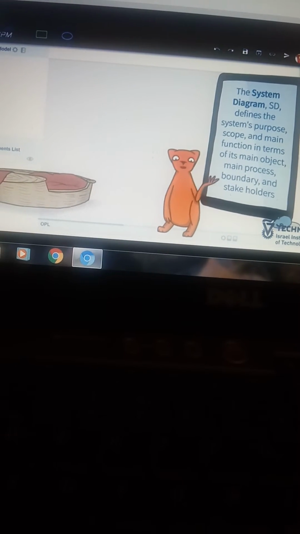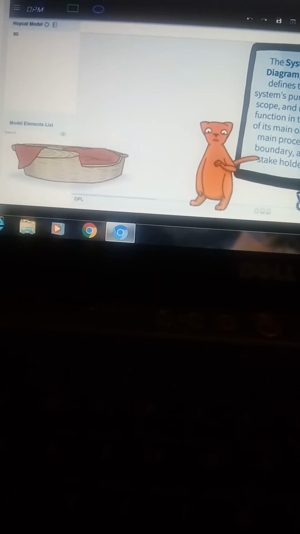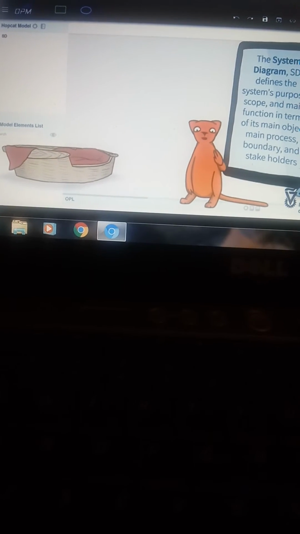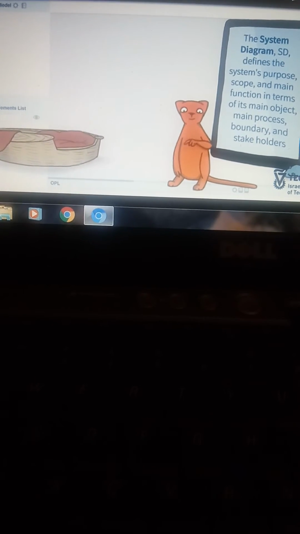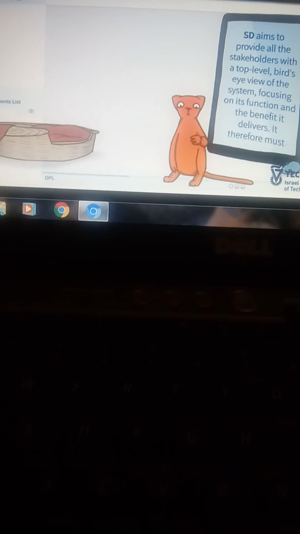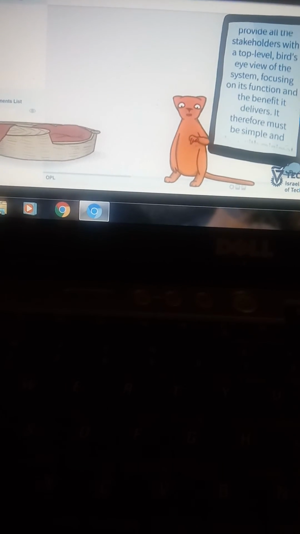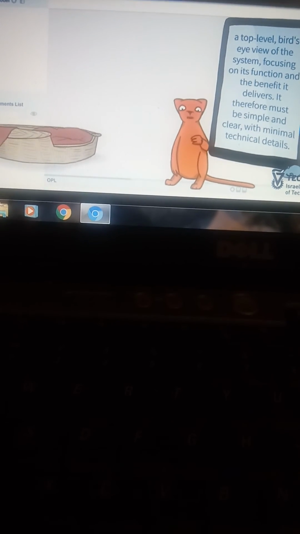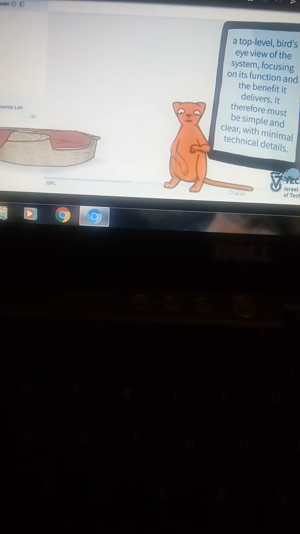The system diagram, SD, defines the system's purpose, scope, and main function in terms of its main object, main process, boundary, and stakeholders. SD aims to provide all the stakeholders with a top-level, bird's-eye view of the system, focusing on its function and the benefit it delivers. It therefore must be simple and clear, with minimal technical details.